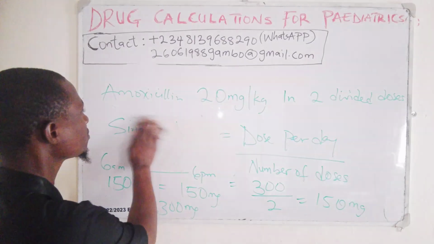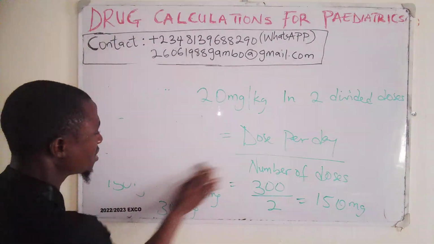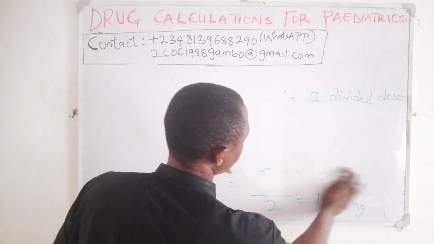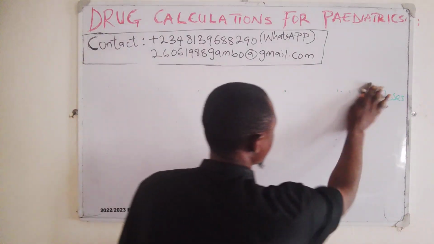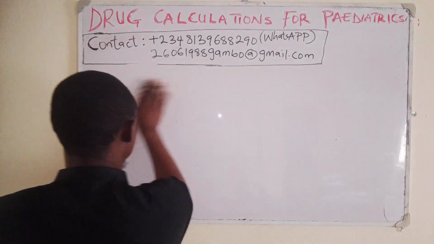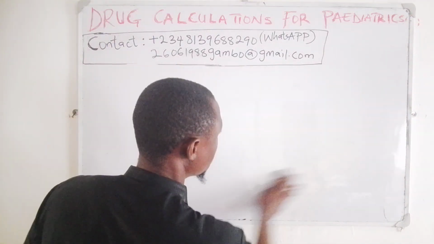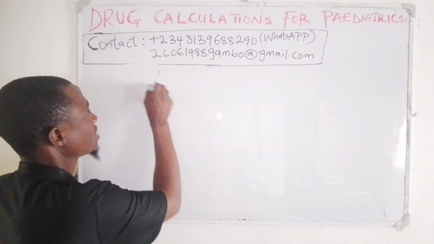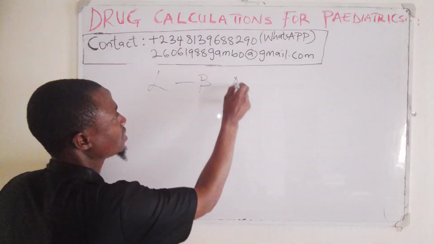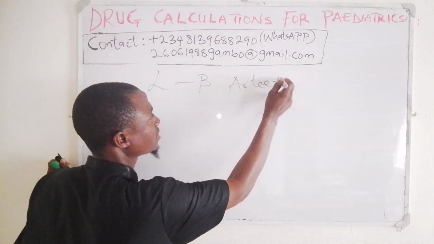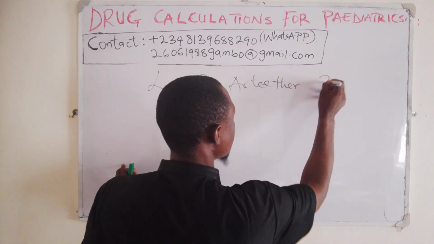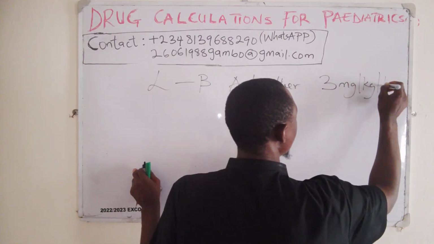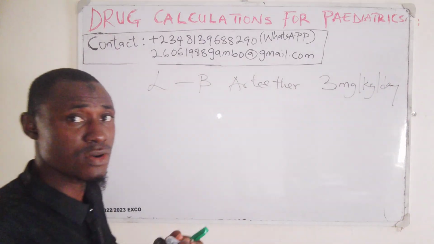Now, very common drugs that are prescribed this way are most of our anti-malaria drugs, especially the injections. They are prescribed according to the body weight of the child. For instance, it's very common: alpha beta theta is usually prescribed at 3 milligrams per kg per day. This is the prescription for alpha beta.